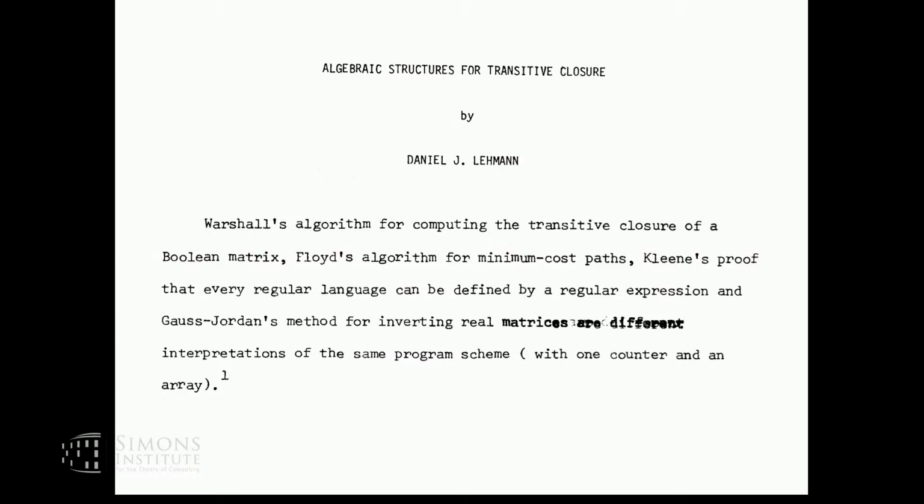So these different algorithms from this very diverse set of disciplines can actually be unified under the same framework, and that's exactly what Lehman did in this paper.